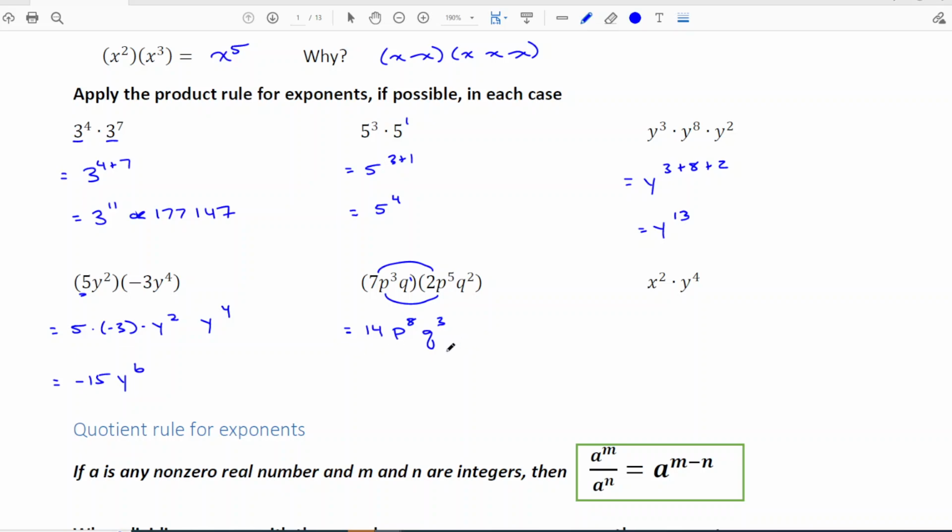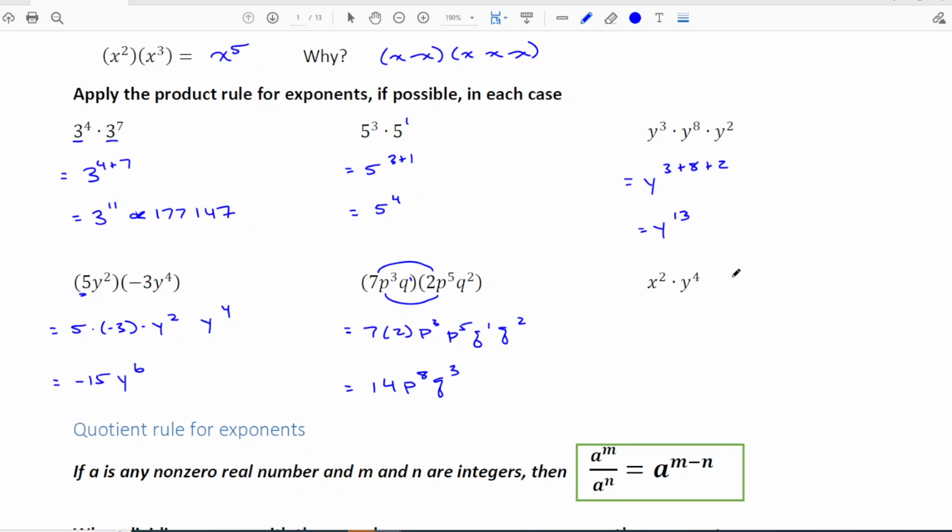If you want to throw in more work for this, feel free. Some people do like that step in the middle, where they show, okay, I'm going to do 7 times 2. I'm going to do p cubed times p to the 5. And then q to the 1 times q squared. And then we get 14 p to the 8 q to the 3. Totally up to you what kind of work you want to show.